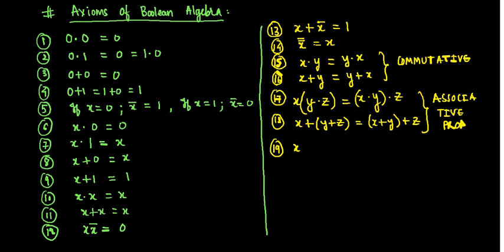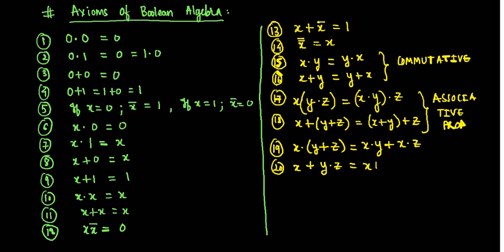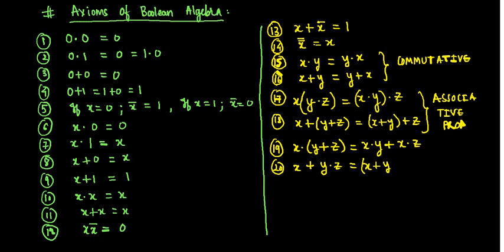Yes, you are right. So x into (y plus z) is x into y plus x into z. Distribute. So x into y plus y into z, and x plus y whole thing multiplied by x plus z. There are some interesting properties. So these are distributive properties.